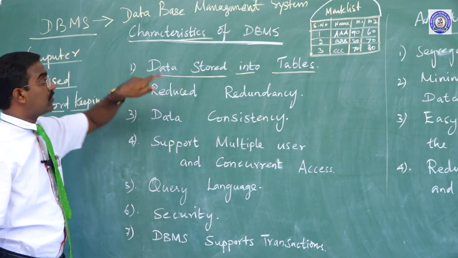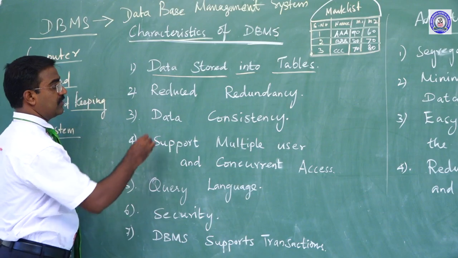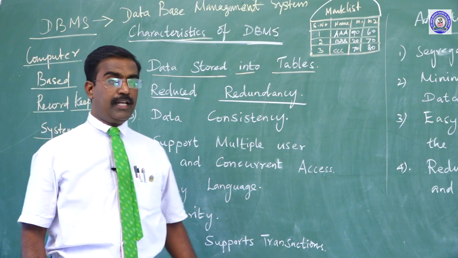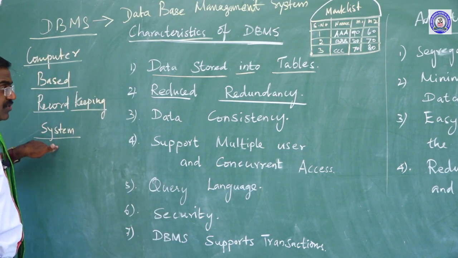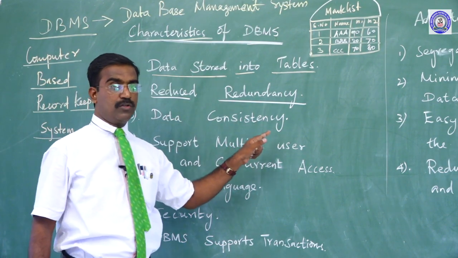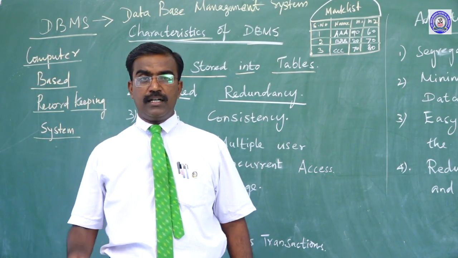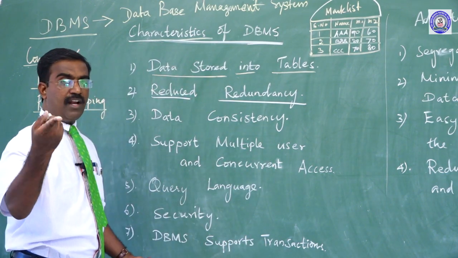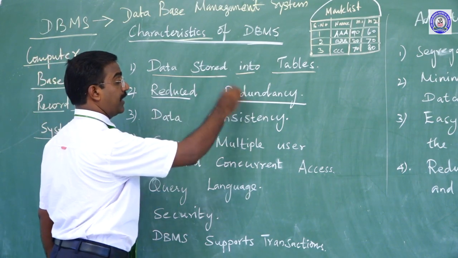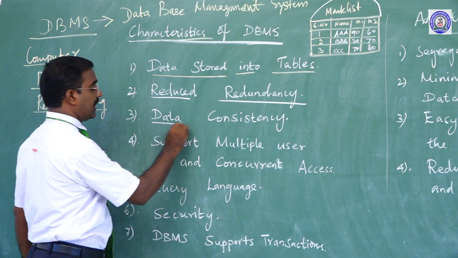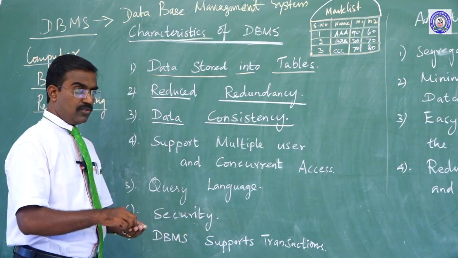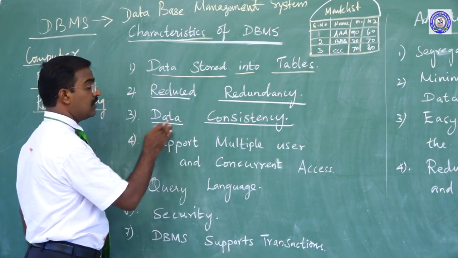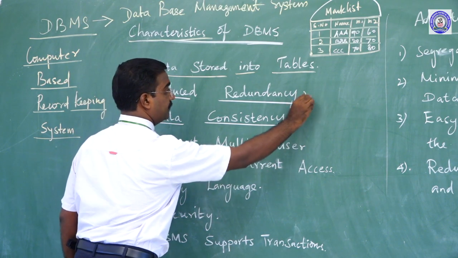Point number 1, characteristics of DBMS. The next one is reduced redundancy. What is reduced redundancy? In a computer-based record keeping system, we reduce the manpower. Suppose manually 3 people work; when we do it on a computer, only 1 person is enough. That's why reduced redundancy. And then data consistency also comes. We take not approximate but accurate data. That's why data consistency. I think you are clear.